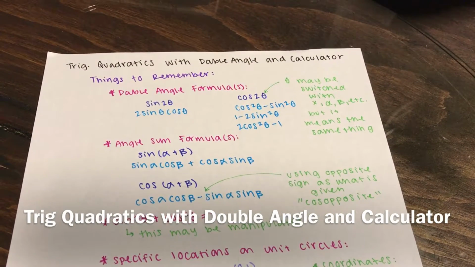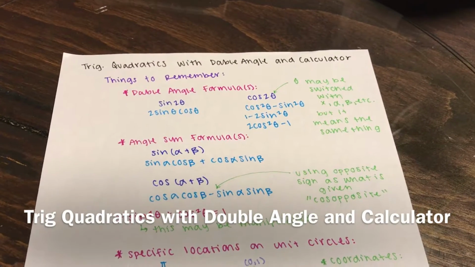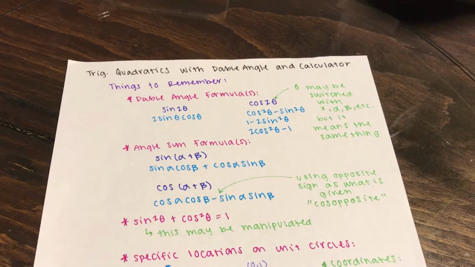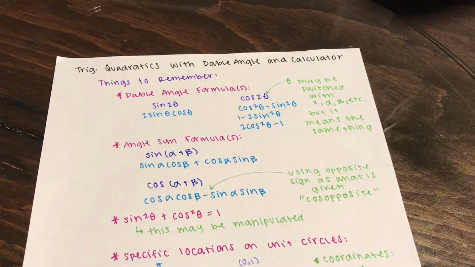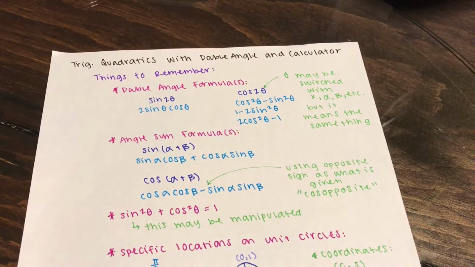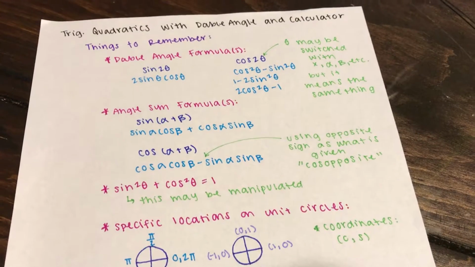This video will be about trig quadratics with double angle and calculator. Some things to remember for this topic are the double angle formulas, which you will pretty much have to memorize for this topic and others, of sine 2 theta and cosine 2 theta, and remember that theta may be switched out with x or different variables, but it always means the same thing.